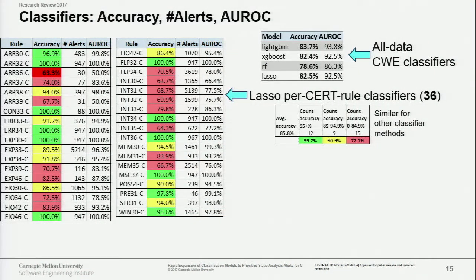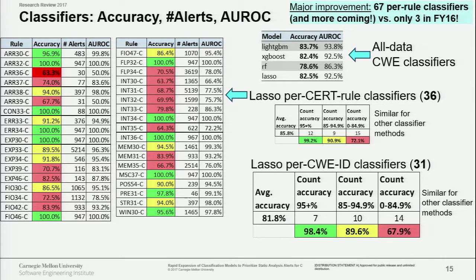Now, the colorful results that you see on the slide are just the lasso classifiers, lasso logistic regression per CERT rule classifiers. We had enough data to create classifiers per CERT rule for 36 CERT rules. The green colored ones have accuracies that are 95% or higher. Yellow are 85% to 95%, and red are below that. Now, the red ones are not necessarily too bad. Their average, in fact, is 72%. So even those were okay.